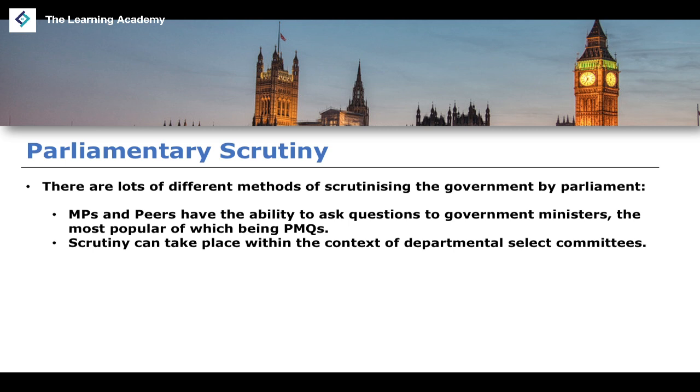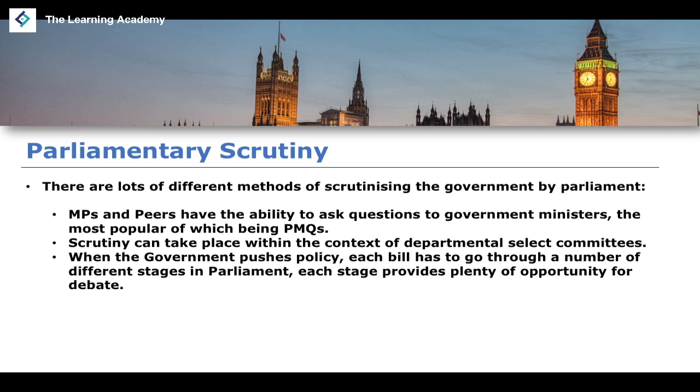Now, this is a method by which each select committee is chaired by a number of different people from different parties, and they can really analyse and get to the depths of the different issues relating to different policies and proposed legislation that the government is trying to enact.